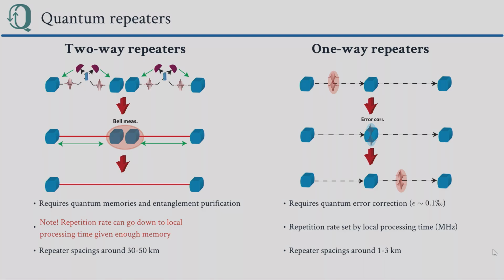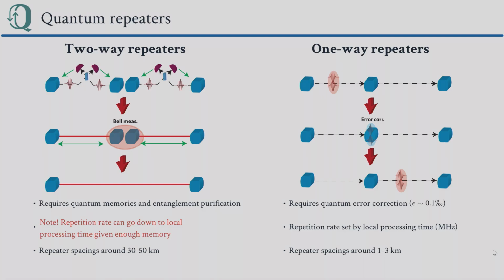Naturally, the repetition rate is then set by the local processing rate of the repeater, because you don't need to wait for a heralding signal to come back, at least for these kinds of key generation schemes. For these, repeater spacings are around 1 to 3 kilometers, more closely spaced than before. That's because we have an error-correcting code, and we can only correct a certain amount of errors.